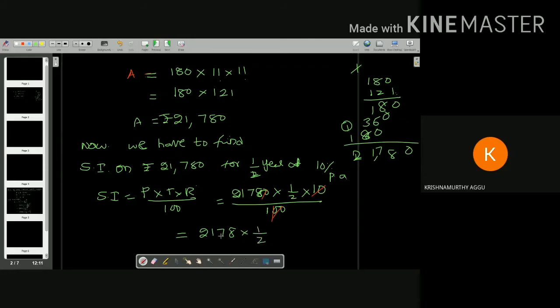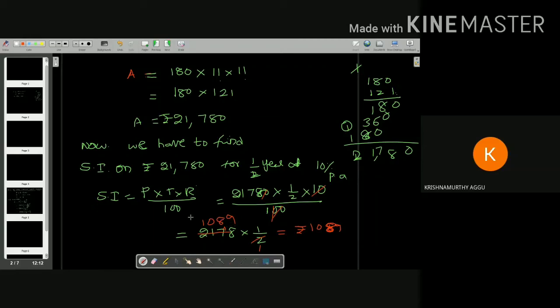So half of 2,178 we have to find. With 2 we can cancel. 2 1 time, 2 1 time 2, this is 21, 2 10 times 20, 1 left, 1 7 is 17, 2 8 times 16, 1 left, 1 8 means 19, 2 9 times. So what is the amount? Rupees 1,089 is the interest we got here.